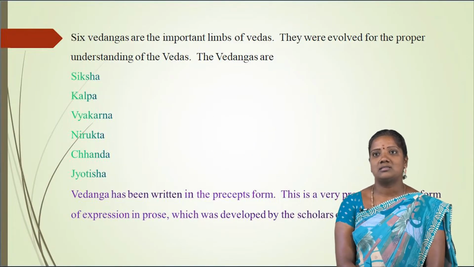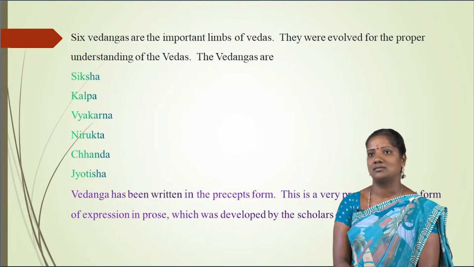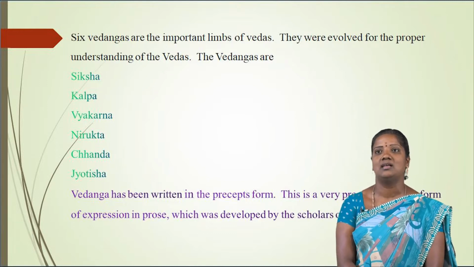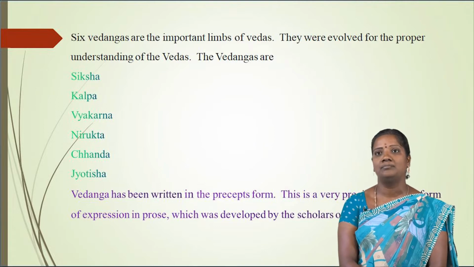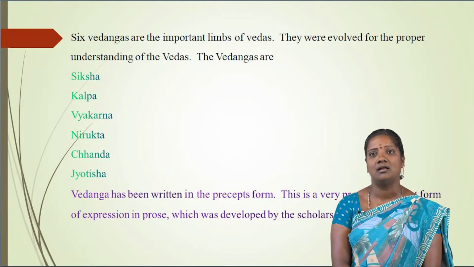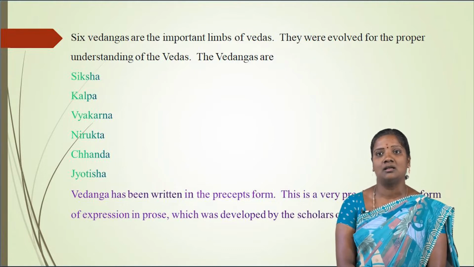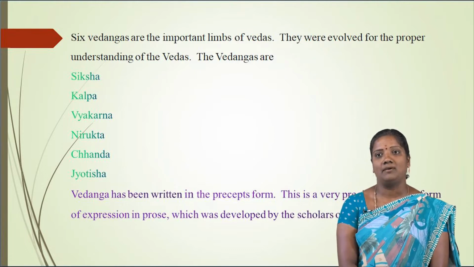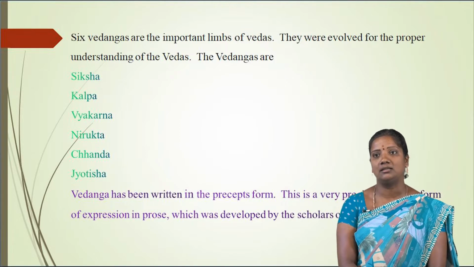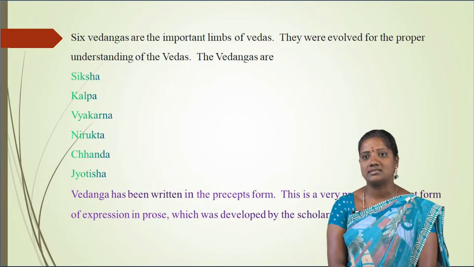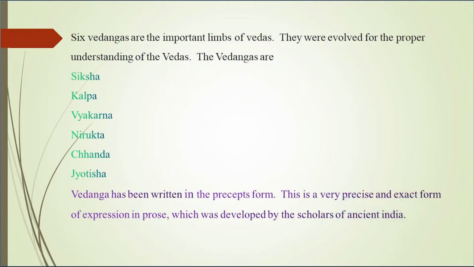Six Vedangas are the important limbs of the Vedas. They were evolved for the proper understanding of the Vedas. The Vedangas are Shiksha, Kalpa, Vyakarana, Nirukta, Chandas and Jyotisha. Vedanga has been written in the precepts form. This is a very precise and exact form of expression in prose, which was developed by the scholars of ancient India.